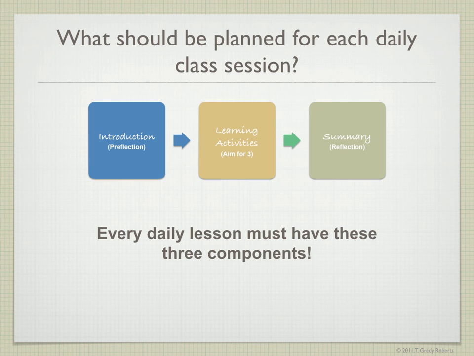So when you're planning that single daily session, it's important to note that every daily session has to have 3 components. You need to have an introduction, which we will call a preflection. You need to have a series of learning activities, and my rule of thumb is to aim for 3. And then you need to have a summary or a reflection at the end. So as you're planning a daily session, every session must have a preflection, several learning activities, and a reflection. It's important to note that.